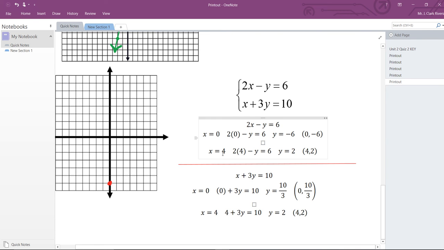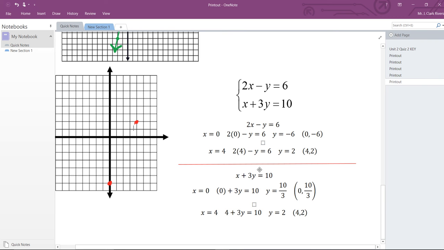I did the same thing for x equals 4. Why did I pick x equals 4? You can pick whatever you want to. I just picked x equals 4. So I plugged in x equals 4, isolated y, and I get y equals 2. So we get the point (4, 2). 1, 2, 3, 4, 1, 2. That's that point right there.